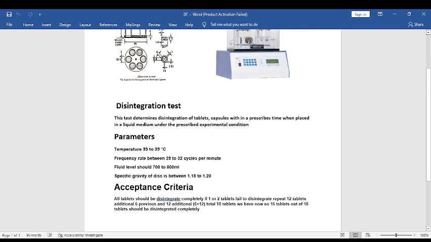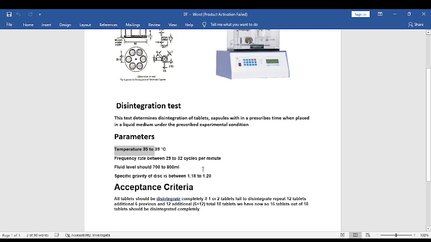Here are some parameters. The main parameter is temperature. The bath temperature should be 37 degrees centigrade, but USP gives a tolerance limit of 2%. So if we take plus minus 2 on 37 degrees, the range we get is between 35 to 39 degrees centigrade.